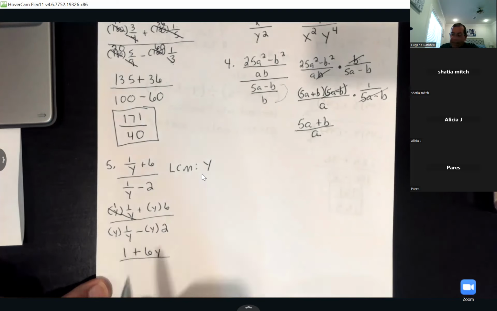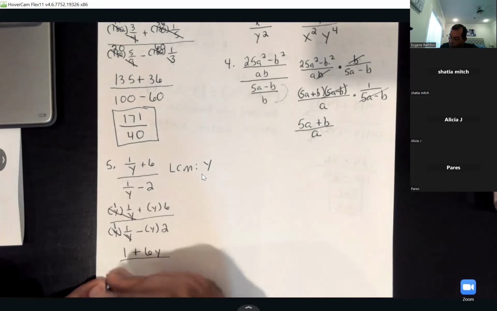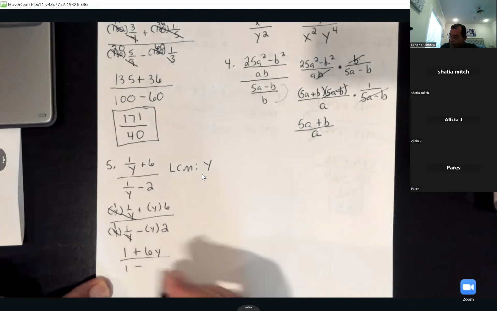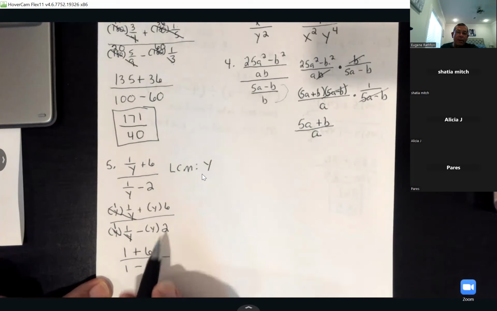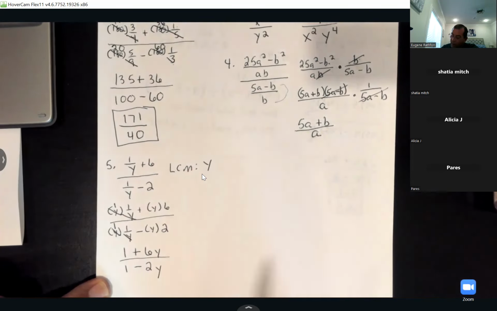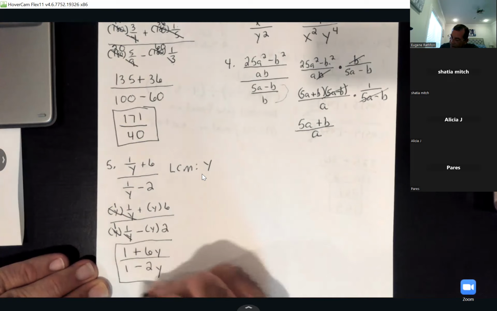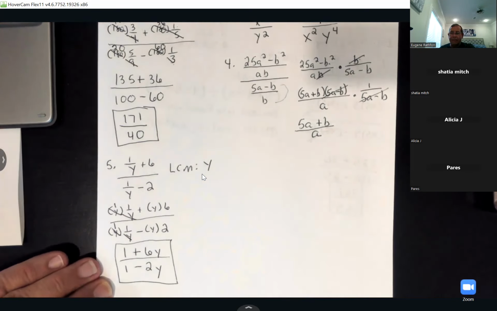On the bottom, these y's cancel, making a 1. 1 times 1 is 1. Minus y times 2 gives me a 2y. So now I just got a single numerator, single denominator. They've got 2 parts, but notice there are no other fractions inside that. So this would be our final answer.